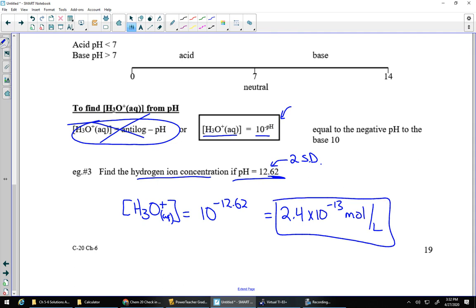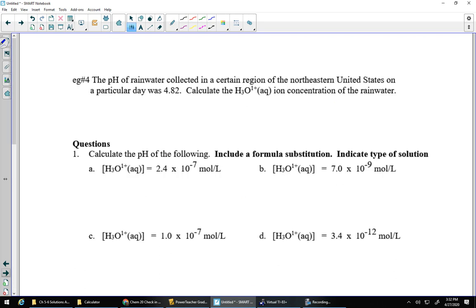Cool, not so bad, right? Chem 20s, you can handle this. Fairly easy calculations. Again, you kind of need to memorize the formulas, but they're fairly straightforward. They're fairly easy formulas to deal with as long as you've got them down.